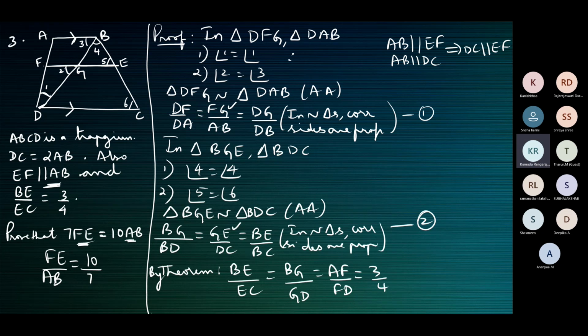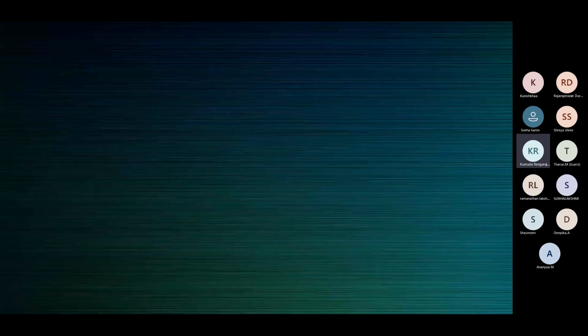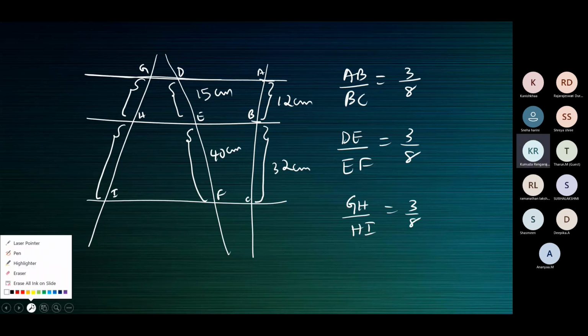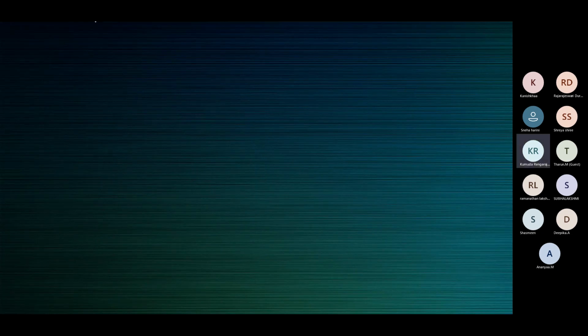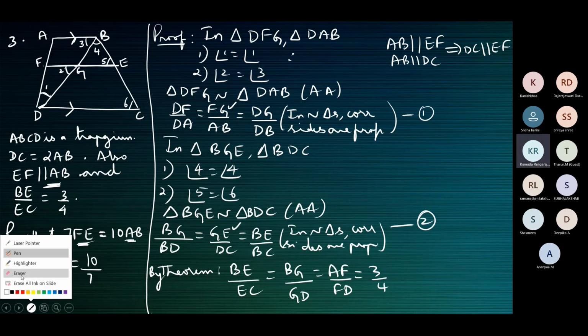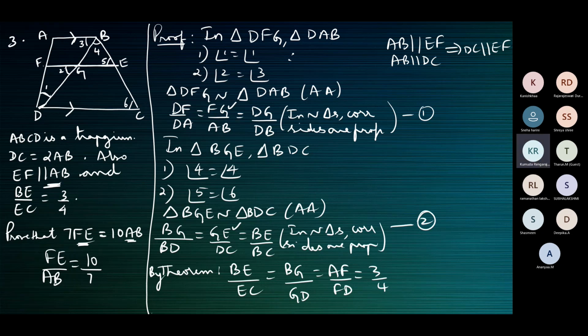Okay, let's continue. Now, from 1, we are picking a ratio. A proportion. From 1, we are going to pick a proportion. Which one are we going to take? Which 2 ratios are we going to take? We're going to take this one because it has FG.